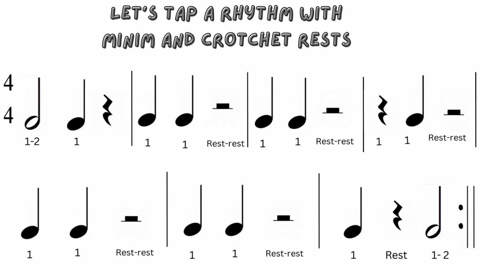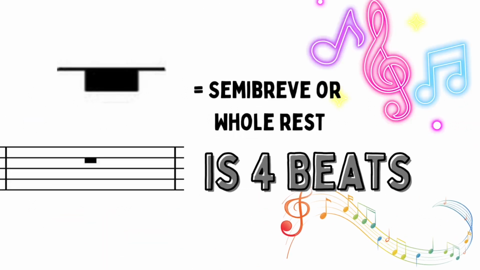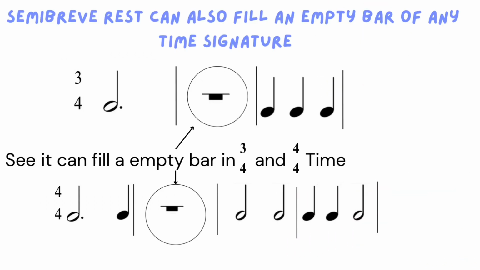Great, well done. So our third type of rest is a semibreve or a whole rest, which is a 4-beat rest. It can also apply for the whole bar. So when a whole bar is empty, you will see it will be filled with a semibreve rest. So this can also apply for any time signature. So even if it's in 3/4 time, 2/4 time, 6/8 time, no matter what, a semibreve rest or a whole rest will fill an empty bar.